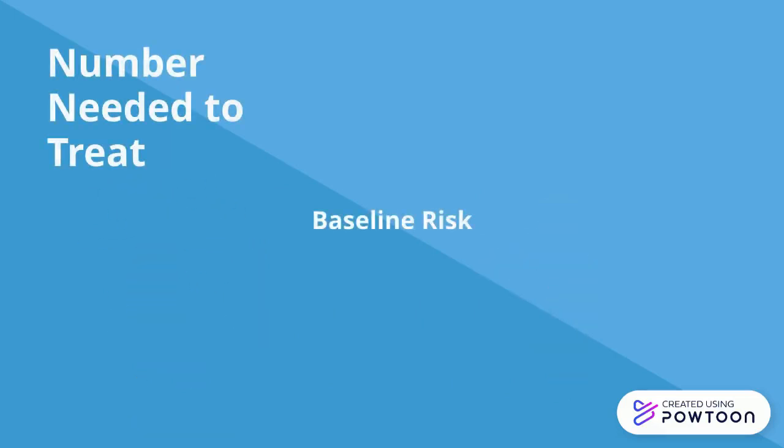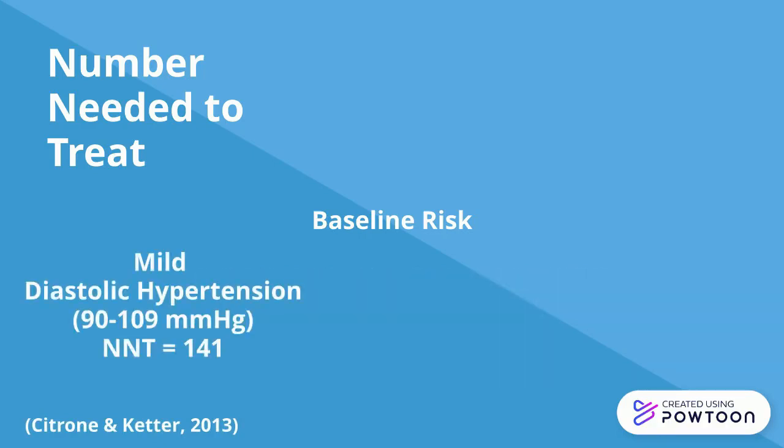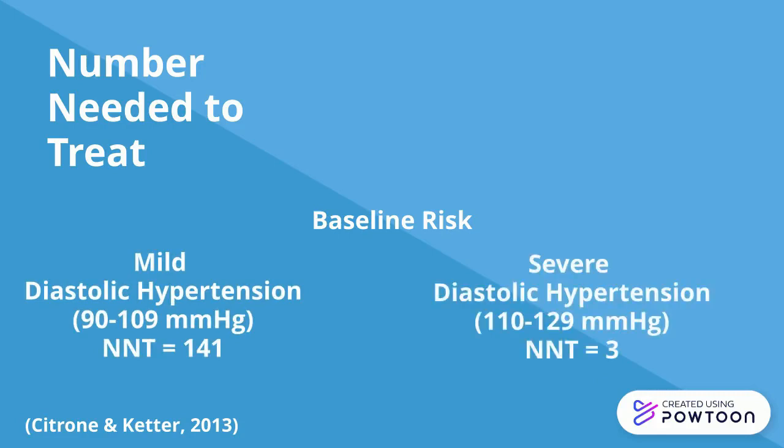The baseline risk or the severity of the condition is another consideration. Take blood pressure, for example. The NNT to prevent one death, stroke, or myocardial infarction in a 5-year period is 141 for mild hypertension, but is 3 for severe hypertension.